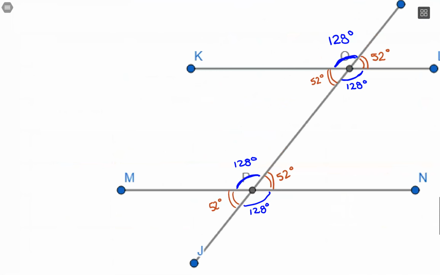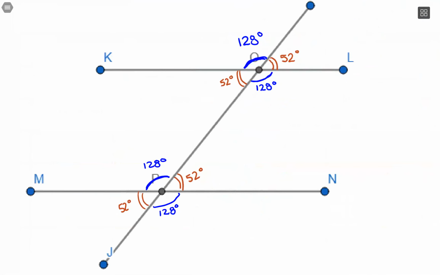Where that shows up in our picture above is, if I focus on the inside and I'm looking at this 52 degrees, I also have 52 degrees on the opposite side, in the interior. Same thing with 128, it's in the interior on the right-hand side, which means the interior on the left-hand side would have the same measurement.